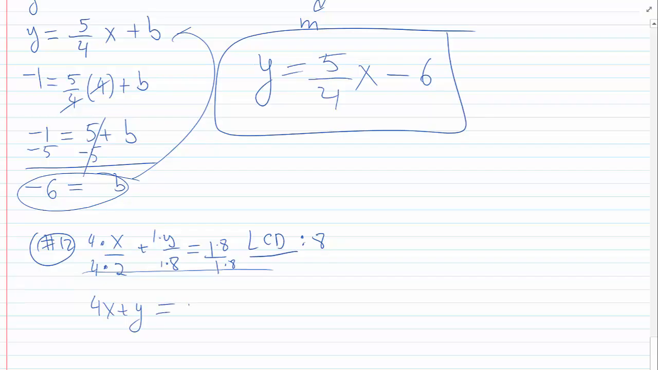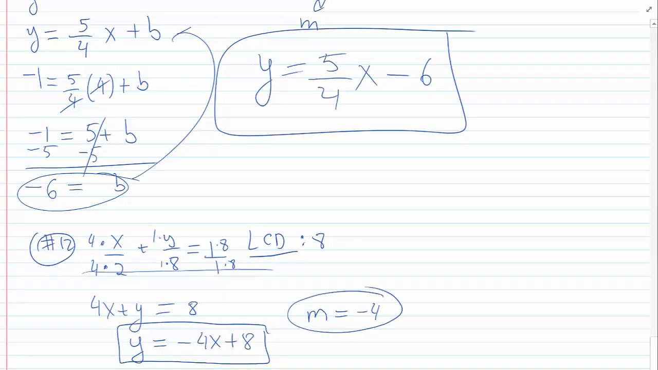All right, and then move the 4x to the other side. It's going to be negative 4x plus 8. The slope is going to be negative 4. Yeah, I see it. I like it. Yeah, so common denominator, and then get rid of it, and then combine it like that. Yeah, perfect. That's good.